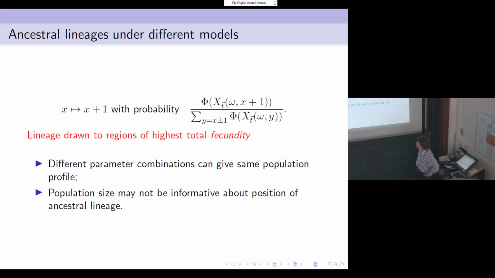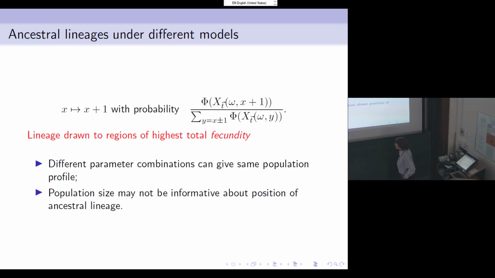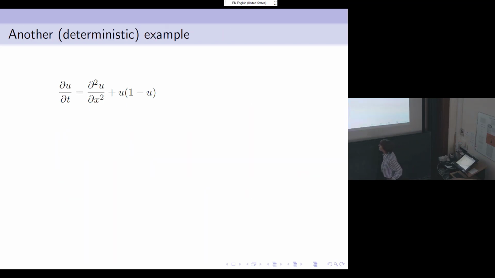So population size may not be informative about the position of an ancestral lineage. Now, because Bastien hasn't finished his calculations to say just how uninformative it is, I'm going to show you another model. Don't feel I'm getting at you, Bastien. Will do. Let me show you another example of this phenomenon where population size isn't necessarily informative about the position of an ancestral lineage. Now, I'm going to go to one dimension.